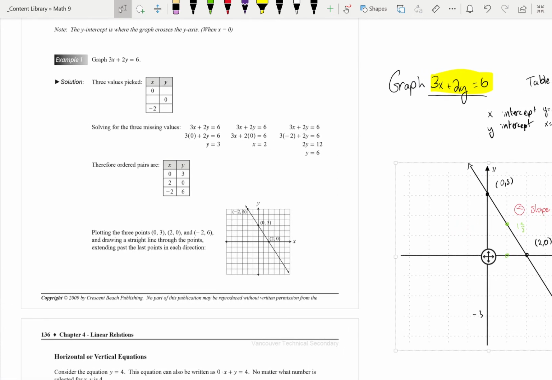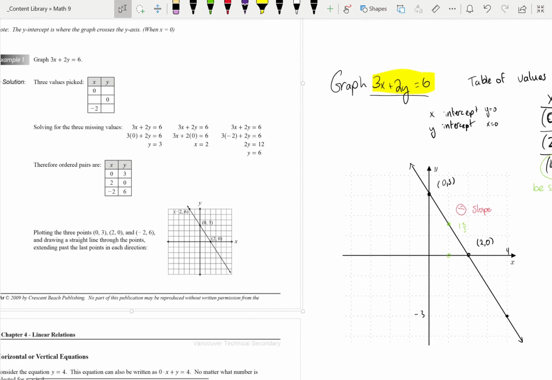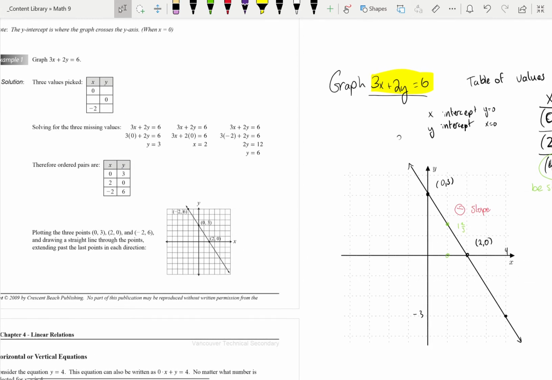And you can see for them, they actually picked -2 and they went up to 6, which would have been off the graph for me. It would have been somewhere up here, or even further, it would have been up here. So also keep in mind the sort of this area that you have in your graph. If you're running out of space on one side, go to the other one.